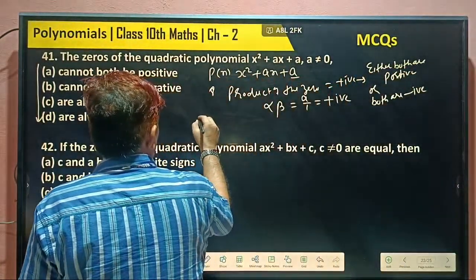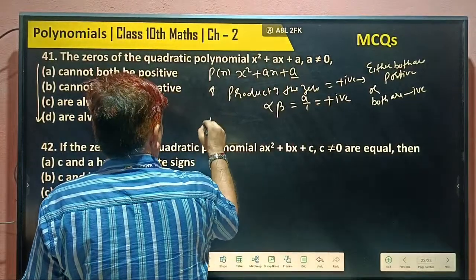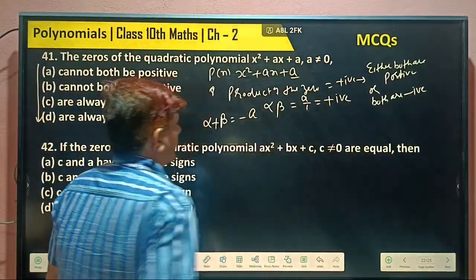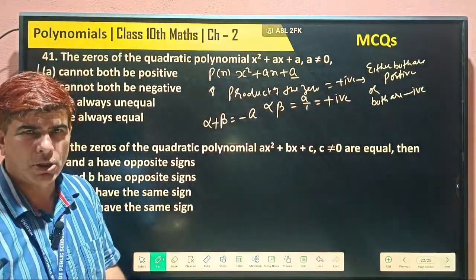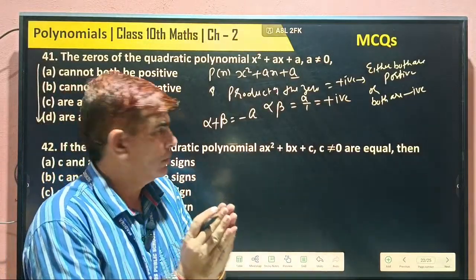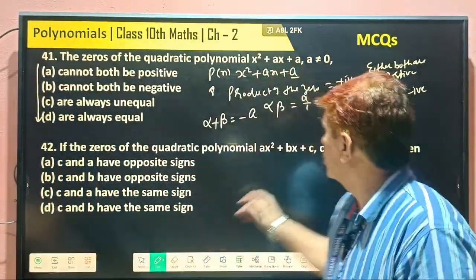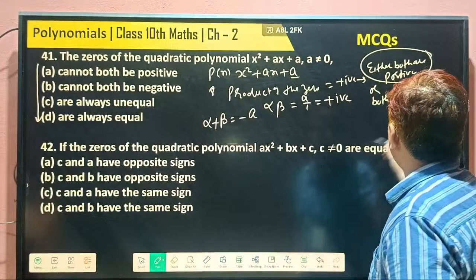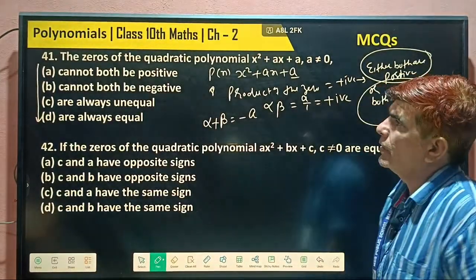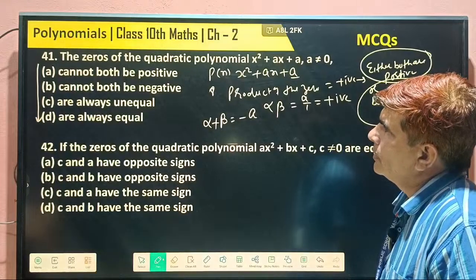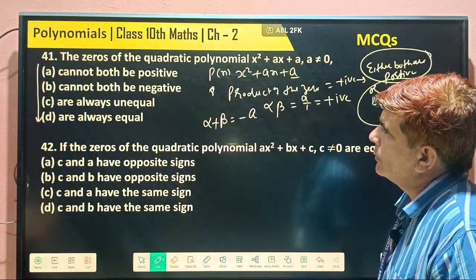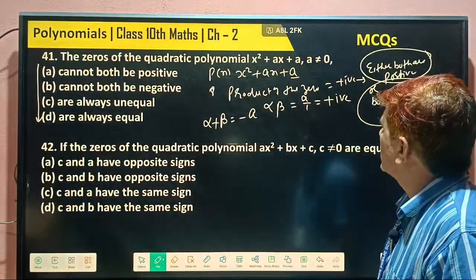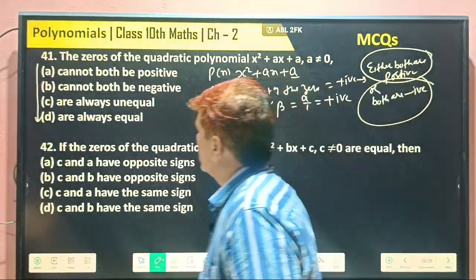And what's the sum of the zeros? Alpha plus beta is equal to -a, which is negative. The sum of the zeros is negative. So what can we say? Both are not positive. So both are negative. They cannot be both positive. So what's your answer?